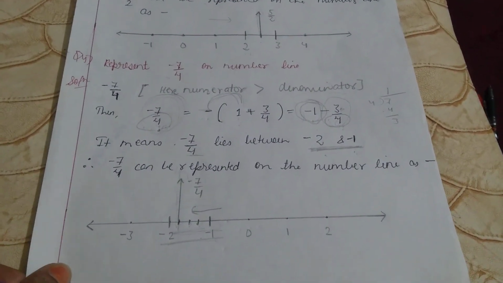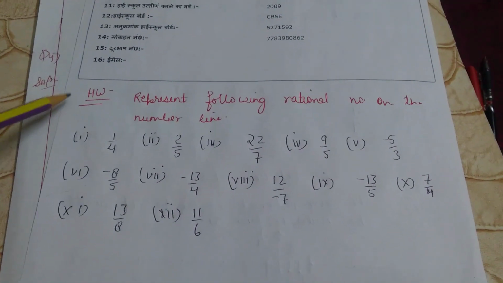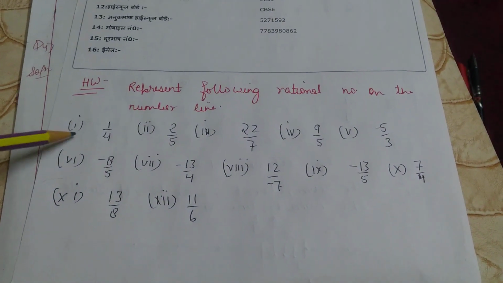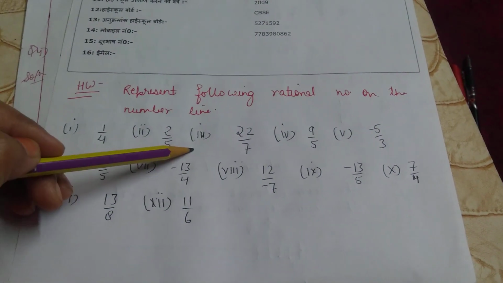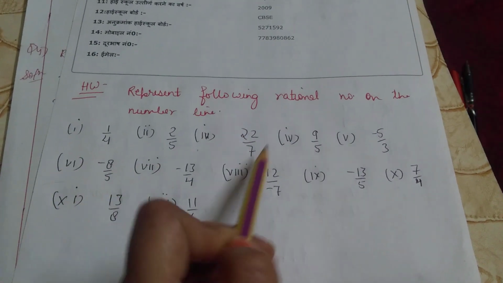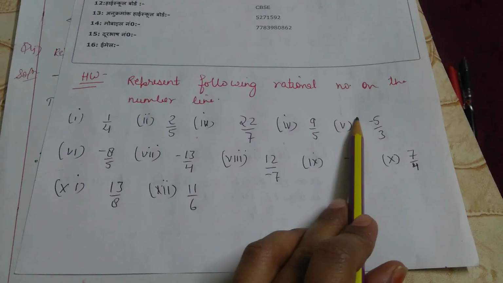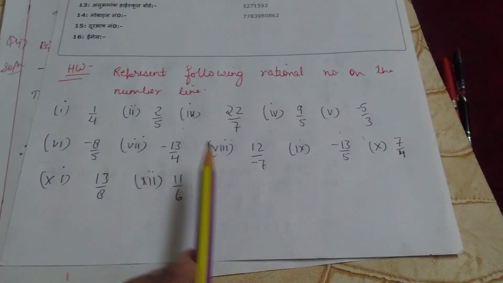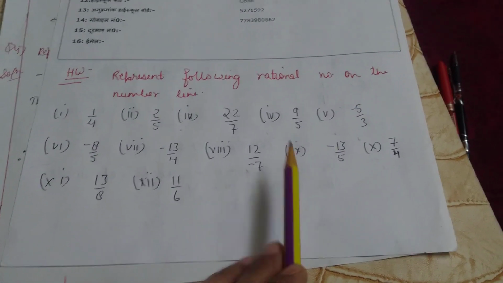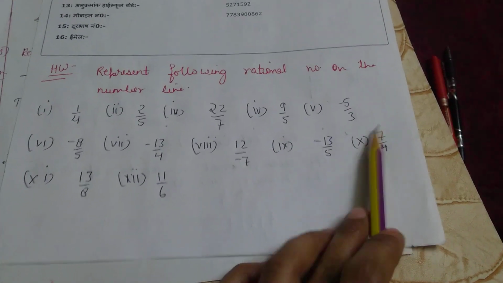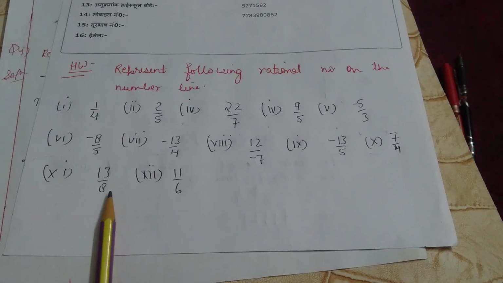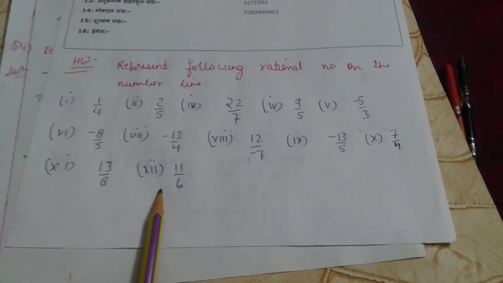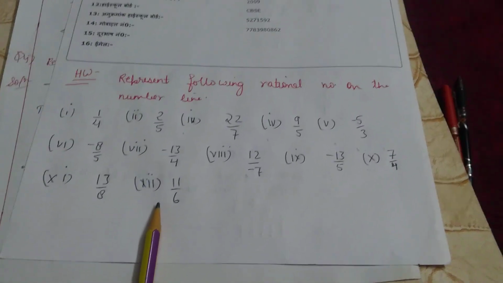Now a few questions you have to do to represent on the number line. Represent the following rational numbers on the number line. First 1/4, second 2/5, third 22/7, fourth 9/5, fifth -5/3, sixth -8/5, seventh -13/4, eighth 12/-7, ninth -13/5, tenth 10/4, eleventh 13/8, twelfth 11/6. Thank you, class.